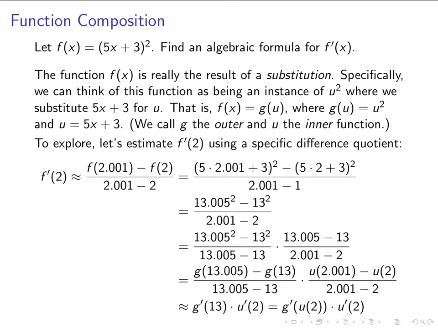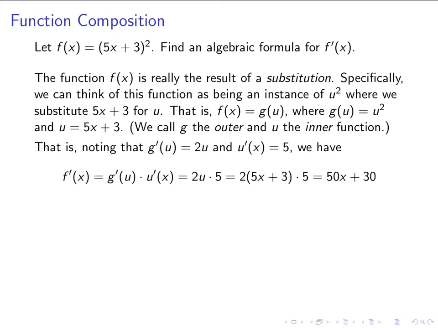So the long and short of it is that this product is an approximation of the slope of the squaring function at 13 times the approximation of the slope of the u function at 2. And since 13 is u of 2, we can write it this way. So that is exactly why the chain rule works the way it does. If we want to write it in a simpler fashion, it would look like this. Here's the chain rule.